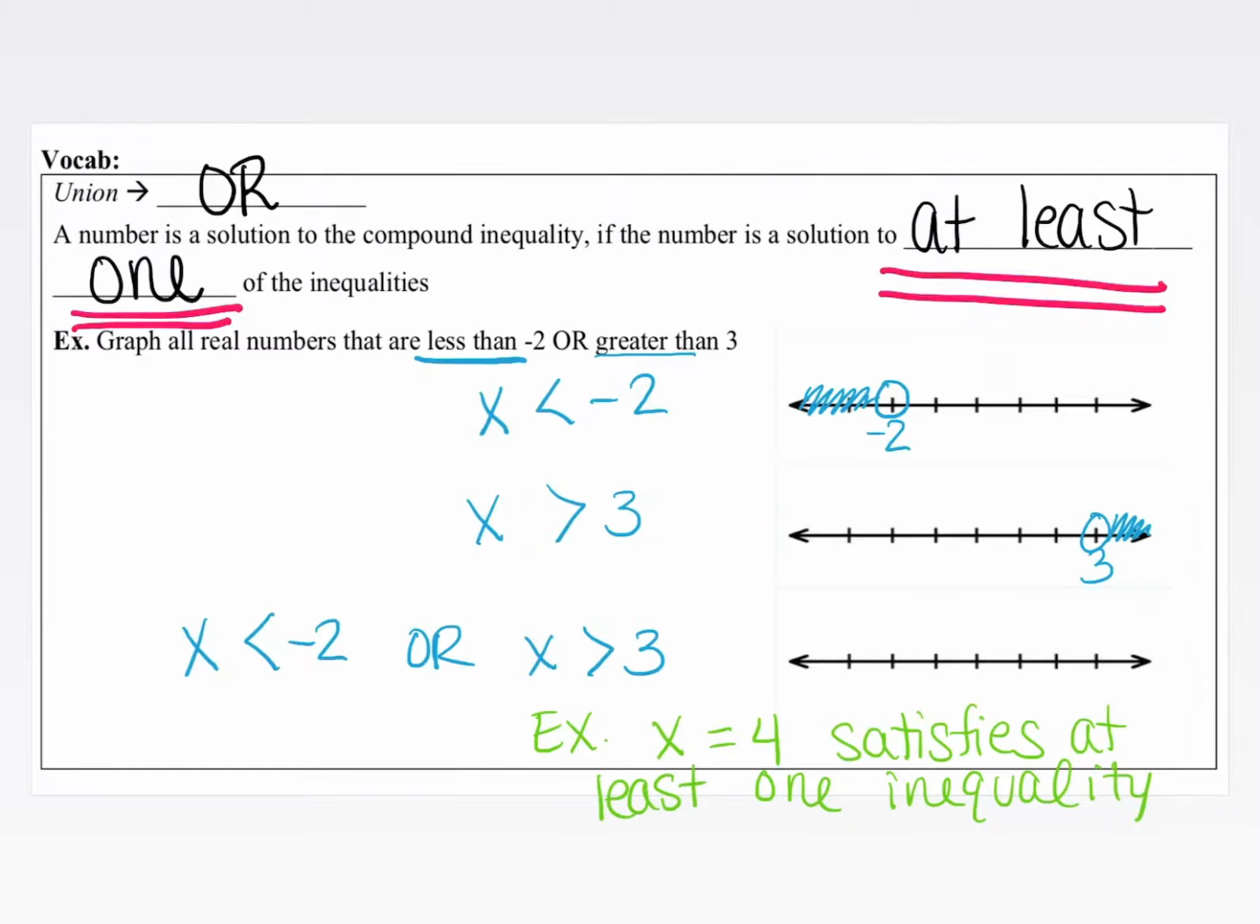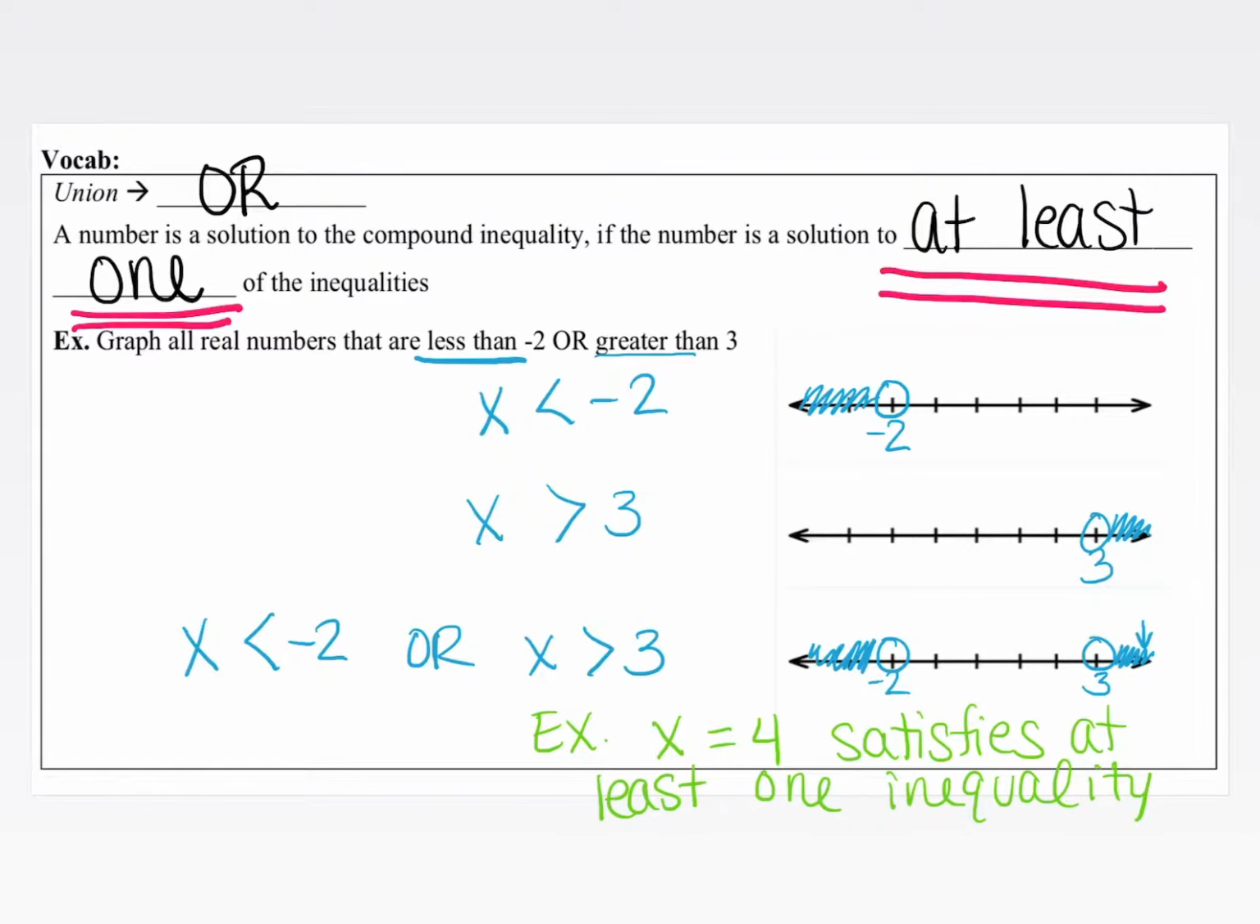So let's graph it. We have -2 and 3. Again, we have both open circles, but since this is an or graph, we want to think all of the numbers that are less than -2 or greater than 3. In this case, our 4 will line up right here. And since that only satisfies one of the inequalities, we're all set, we're good to go.